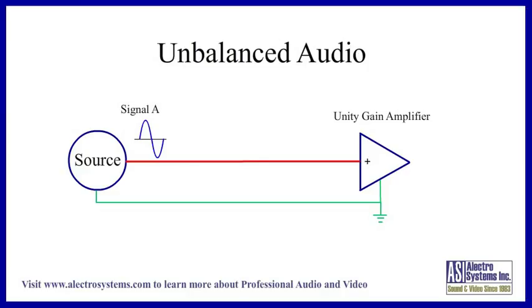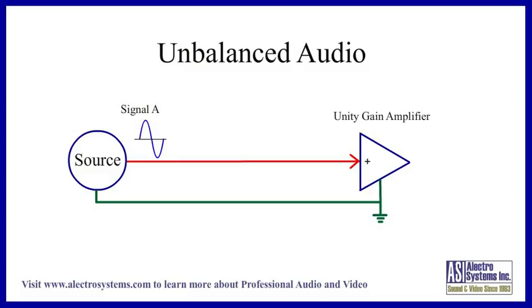An unbalanced system is very simple. It consists of a signal source with a single output referenced to ground. The signal comes from the output of the source through the center conductor of the wire to the input of the receiving amplifier. The foil or braid shield around the wire provides the return path for the signal and also protects the center conductor to some extent from electrical and radio interference.